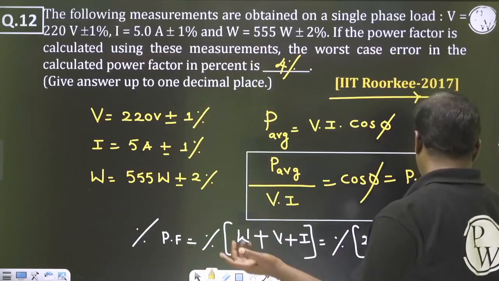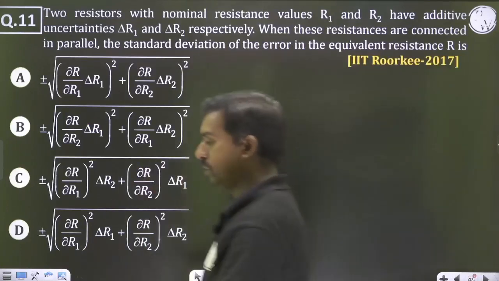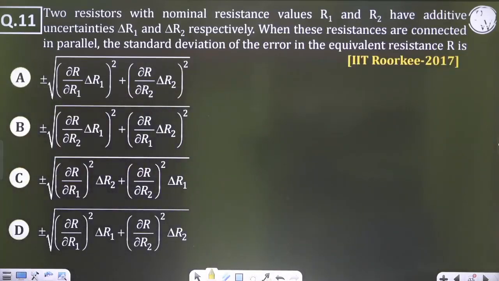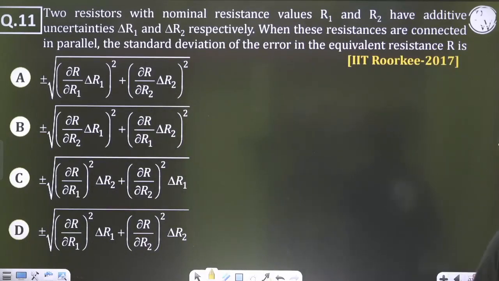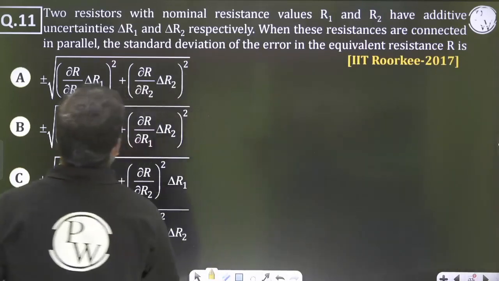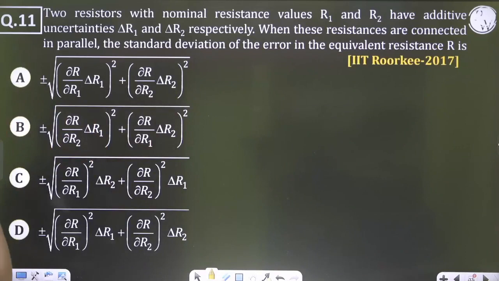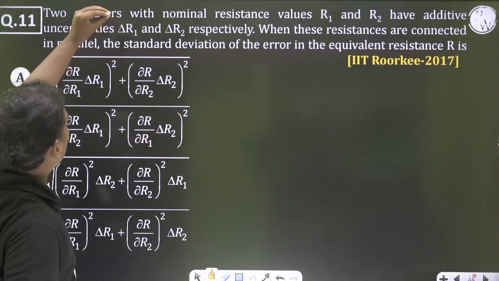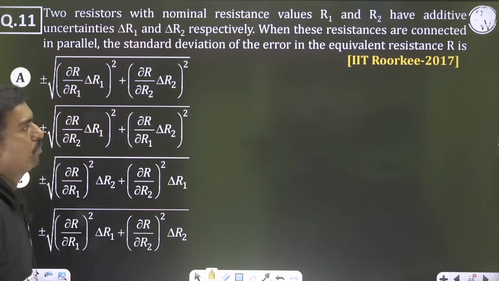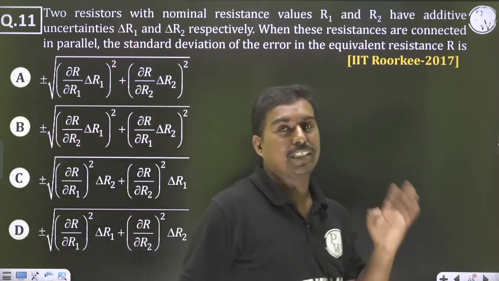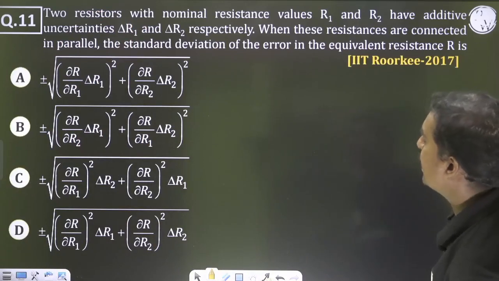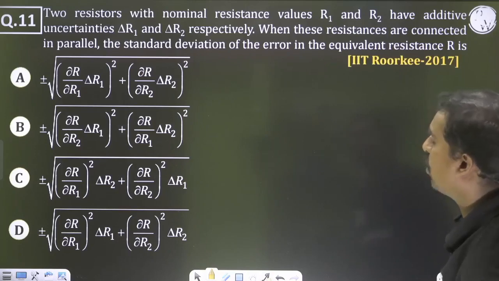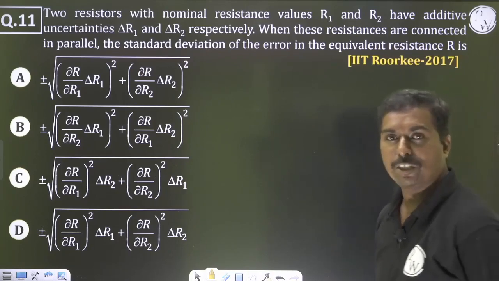Let us go for this question now. One of the important questions. Actually, it is not a question, it is a formula. Directly the formula itself is given in the form of the question. Two resistors with nominal resistance values R1 and R2 have additive uncertainties delta R1 and delta R2 respectively. The question is related to uncertainty. When these resistances are connected in parallel, the standard deviation of the error in the equivalent resistance R is dash. Question asked in 2017.